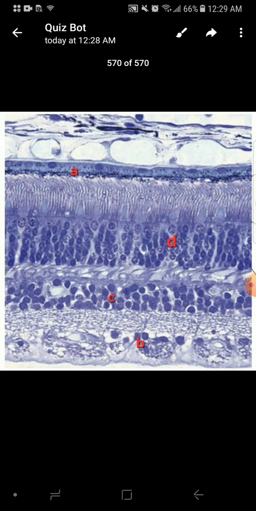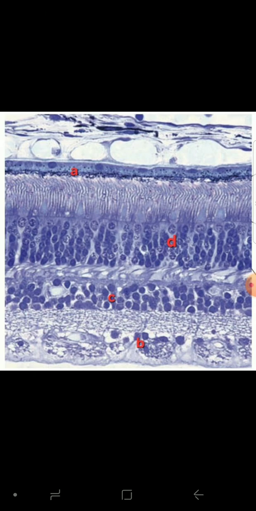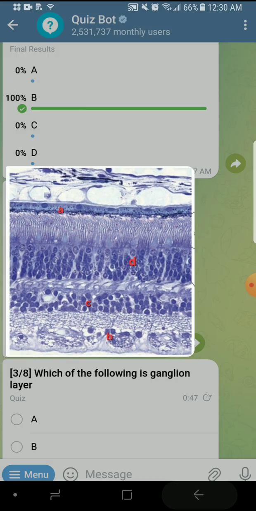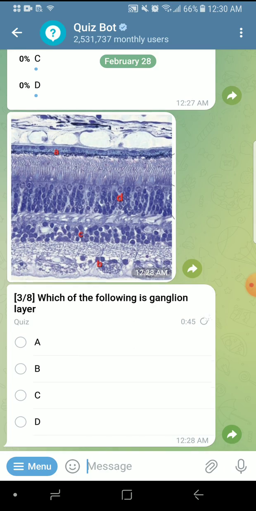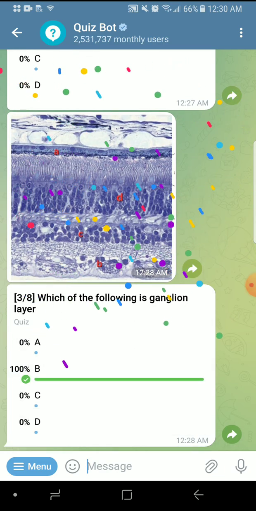So the blue dots in the histology are cells. B are the cells which are close to the vitreous, that is ganglion cells. The axons of ganglion cells form the nerve fiber layer. C is the inner nuclear layer. See, inner is towards the vitreous and outer towards the choroid. D is the outer nuclear layer, which contains the rods and cones nucleus. And A is the retinal pigment epithelium, which is in contact with the choroid Bruch's membrane. Question was, which is the ganglionic layer? Answer is B.